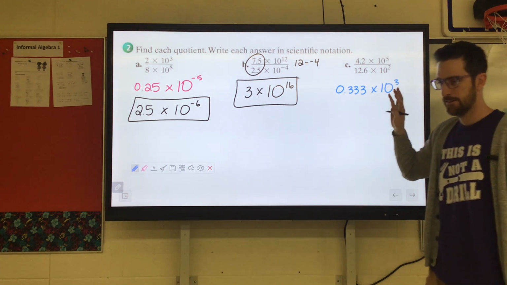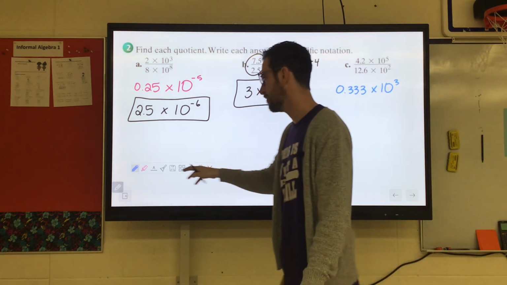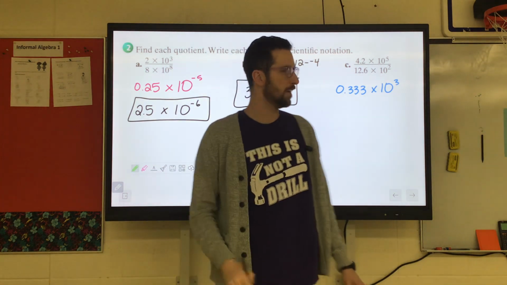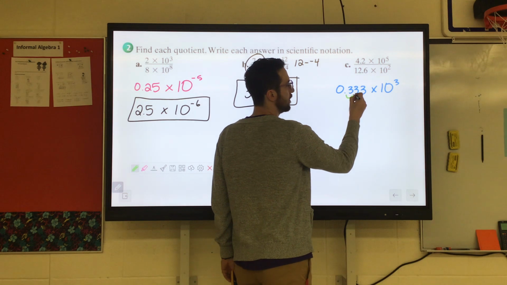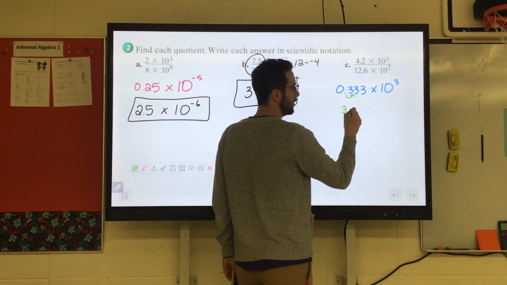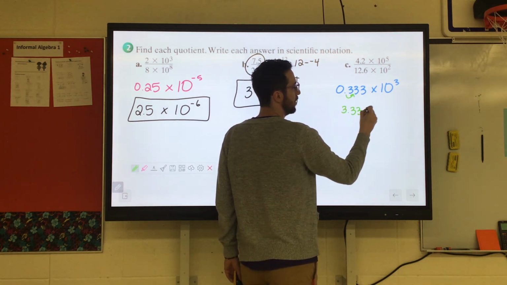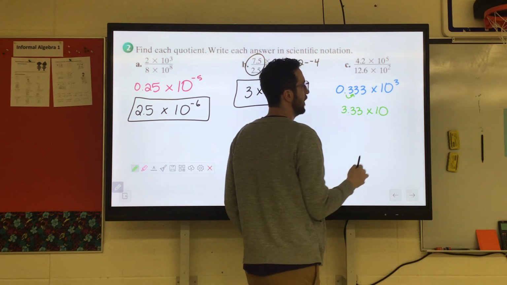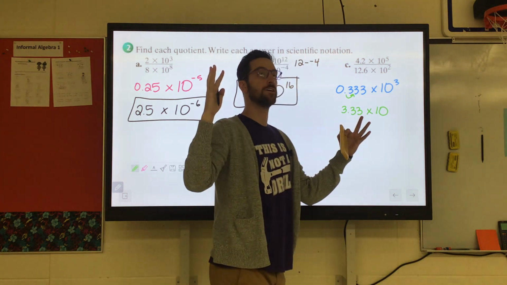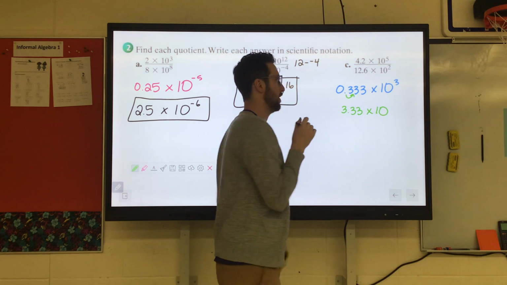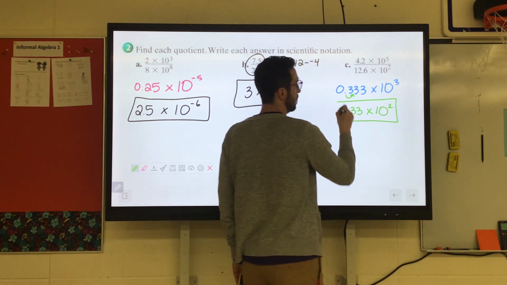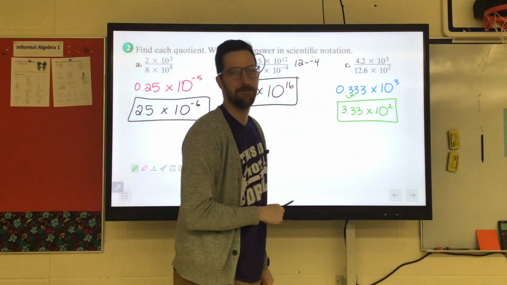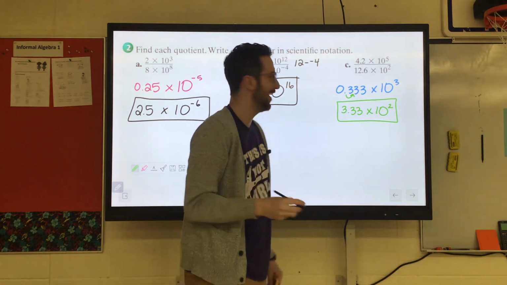Now, that's not proper scientific notation, because that number is not at least 1. So it should be 3.33. We had to make it larger, so we'll have to make the exponent smaller. Smaller than 3, 10 to the second. That was delightful. So much fun.